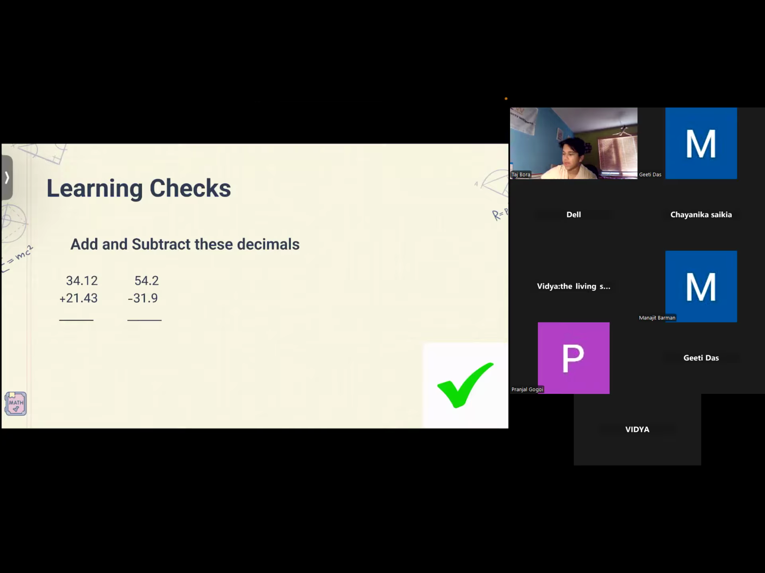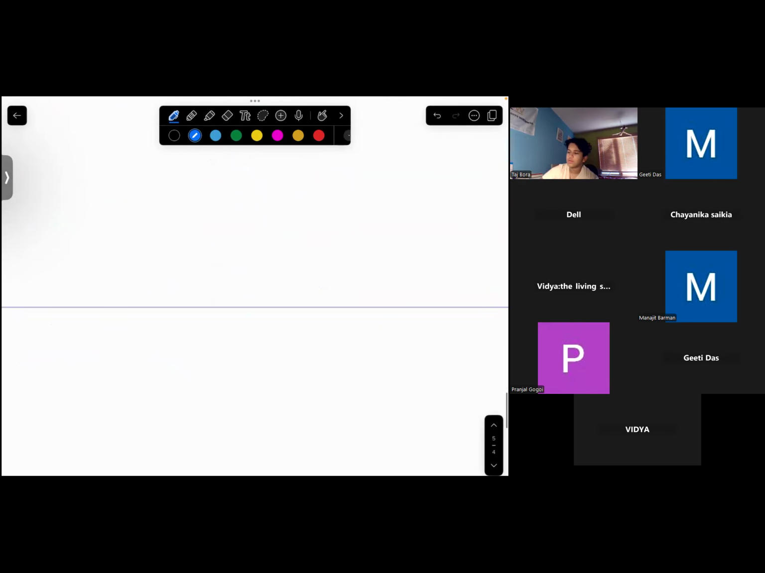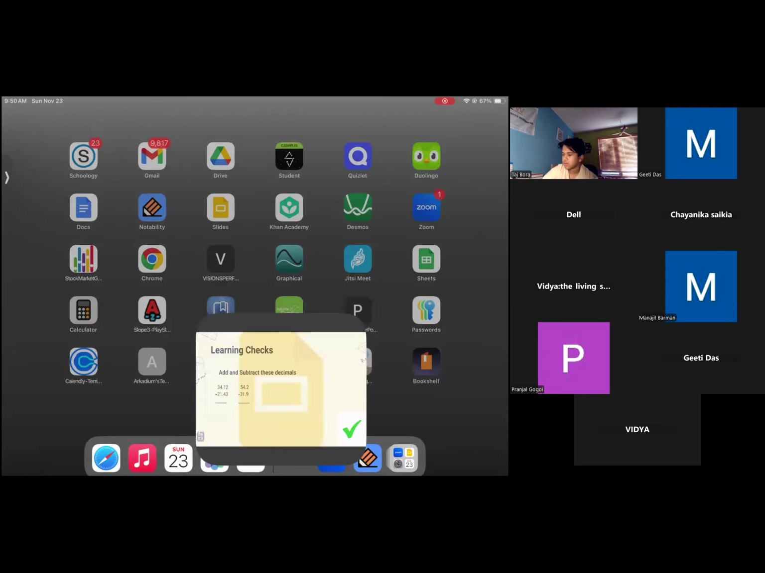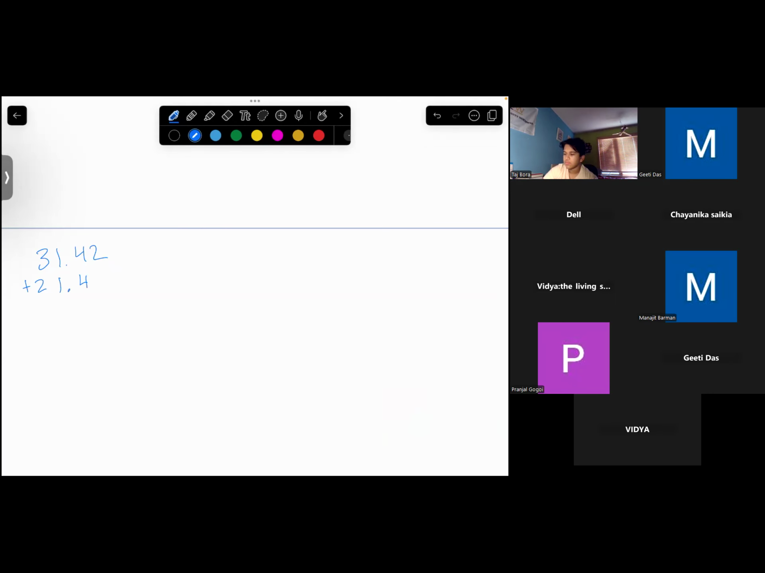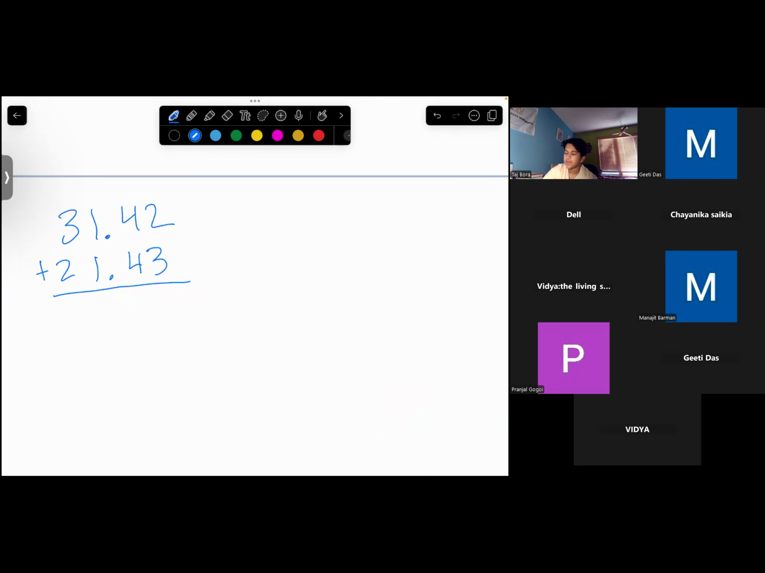So I will show how to do this right now. So 31.42 plus 24.13. So all we need to do is align the decimal points and then add. So 2 plus 3 is 5. 4 plus 4 is 8. 1 plus 1 is 2. And 3 plus 2 is 5.